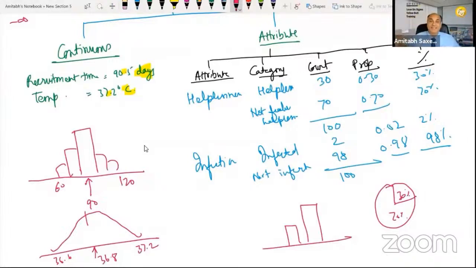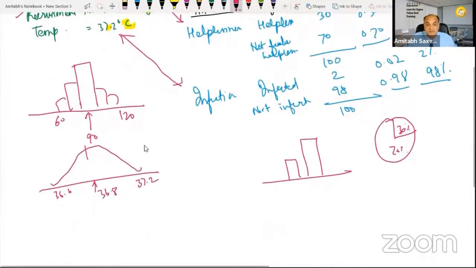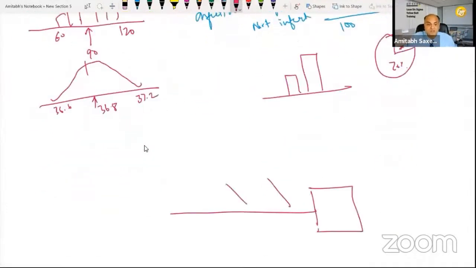And then when you are trying to correlate the two data, again, there will be combinations like temperature and infection. Are they correlated? Helplessness and recruitment time, are they correlated? See, anything can be correlated with everything. We are statisticians. Later on, we would like to reduce the recruitment cycle time in the organization, right? Recruitment cycle time depends on a lot of factors. Lots and lots of factors.